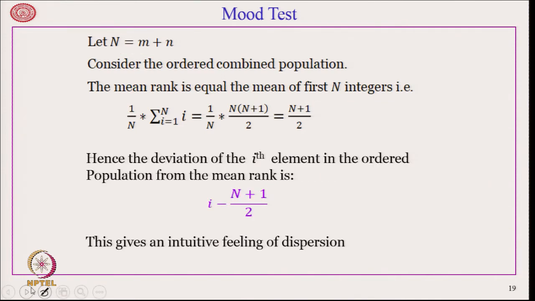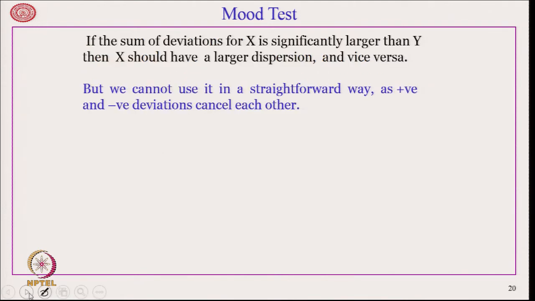Hence, the deviation of the ith element in the ordered population from the mean rank is going to be i minus (N+1)/2. So, this will give us an intuitive feeling of the dispersion, because we are now subtracting the mean to sort of normalize it. Therefore, we will look at the difference of the ranks of the X observations from the mean, and if they are very close to the mean, then their sum is going to be smaller. If they are very far from the mean, their sum is going to be larger, and from there we shall try to infer about the dispersion of X. Similar thing can be done with respect to the dispersion of Y.